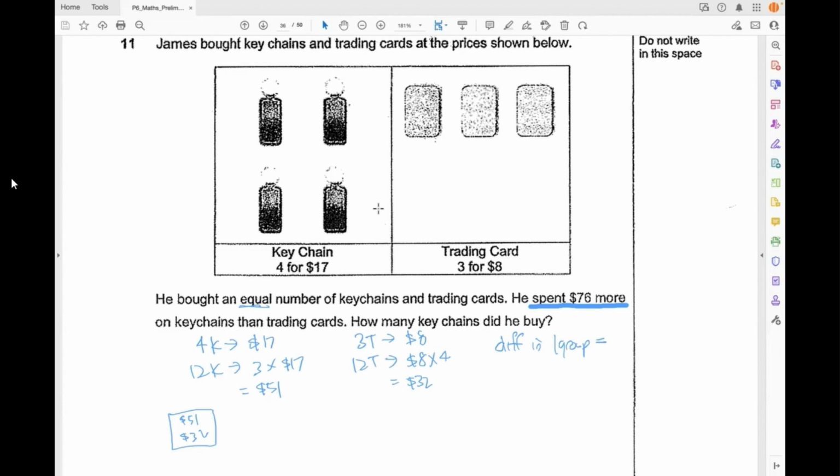Difference in one group, in every group, James paid $19 more for the keychain than the trading cards. So every group, the difference is $19. The question provides that there's a total difference of $76. So every group, all the differences add up, must give you a total difference of $76.